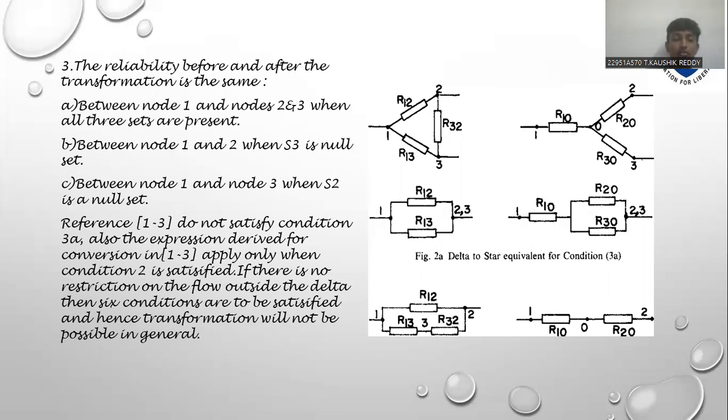References 1 to 3 do not satisfy condition 3a. Also, the expression derived for conversion in 1, 3 apply only when condition 2 is satisfied. If there is no restriction on the flow outside the delta, then 6 conditions are to be satisfied, and hence transformation will not be possible in delta. So, delta to star equivalent condition. This is the diagram on the right.